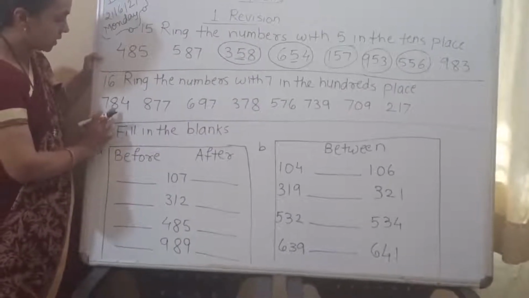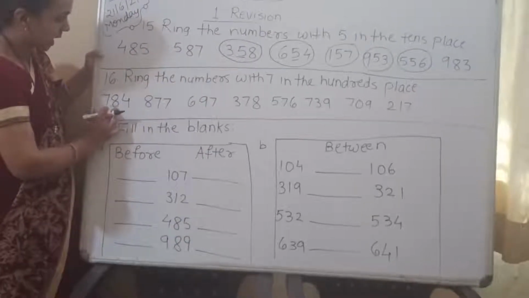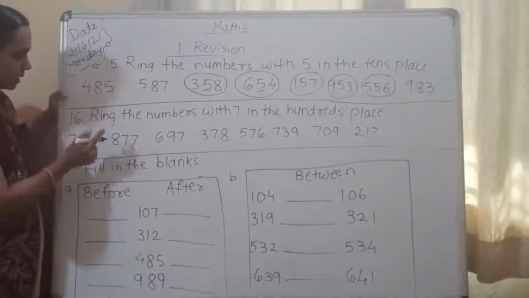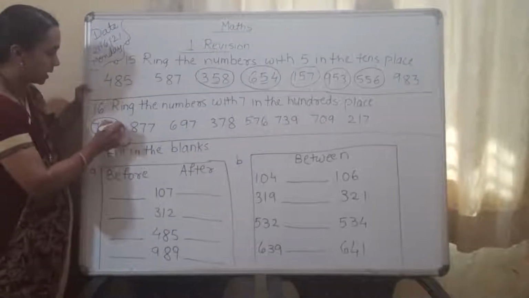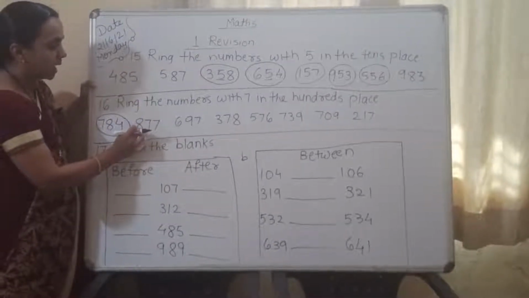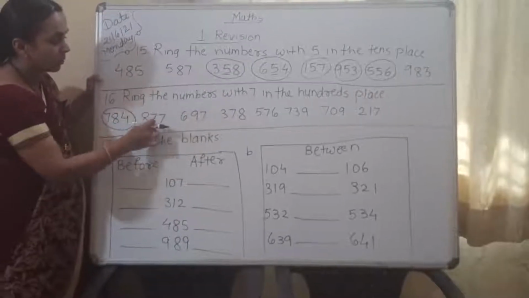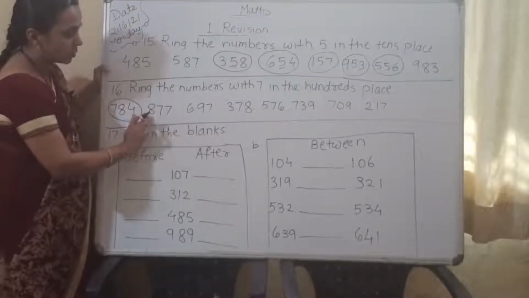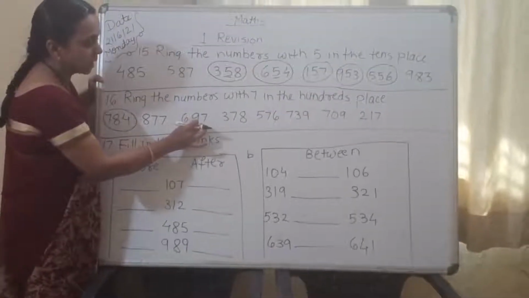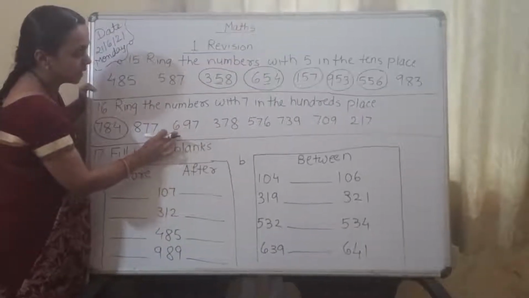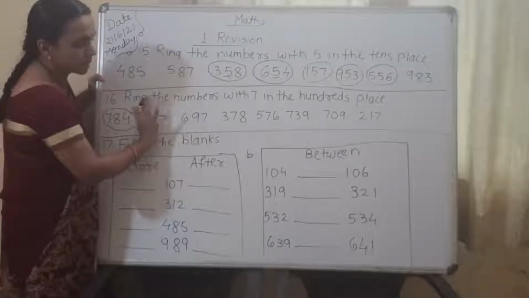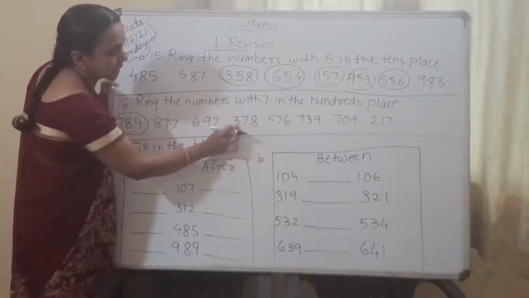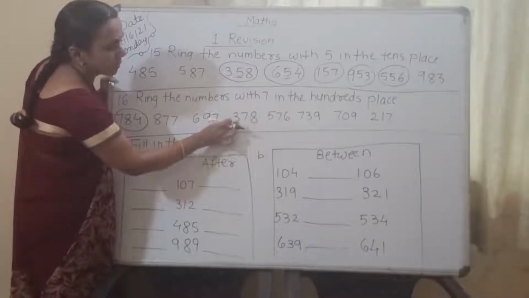So see now 784. So ones, tens, 100. In the hundreds place 7 we want. So 7 is here. So we have to circle this 784. Now see 877. What we want? We want 7 in the hundreds place. Ones, tens, 100. No. So don't circle this number. 697. Ones, tens, 100. In the hundreds place 7 number is there? No. Ones, tens, 100. 378. So in the hundreds place 7 number is there? No.